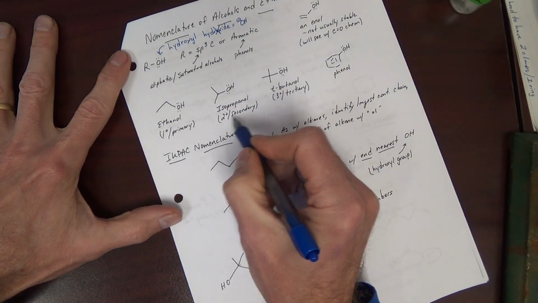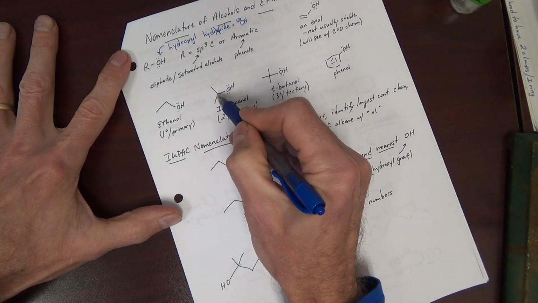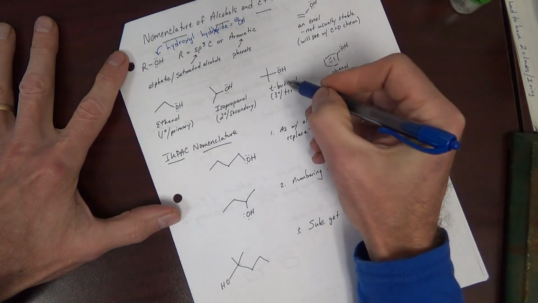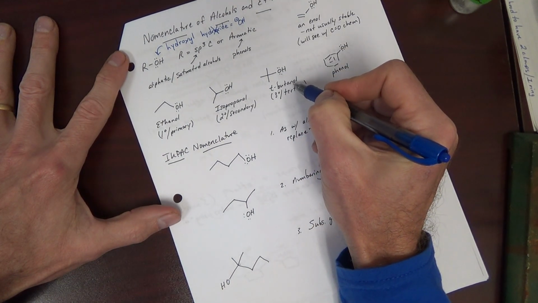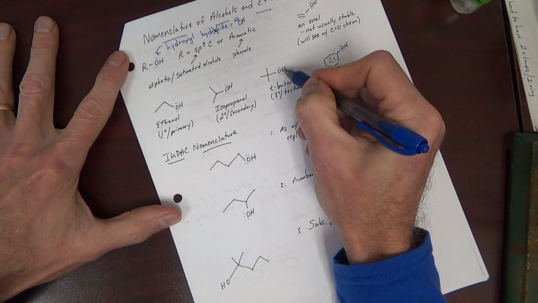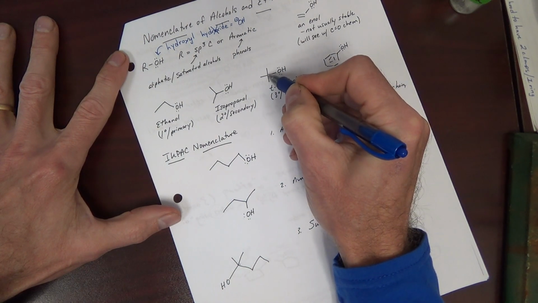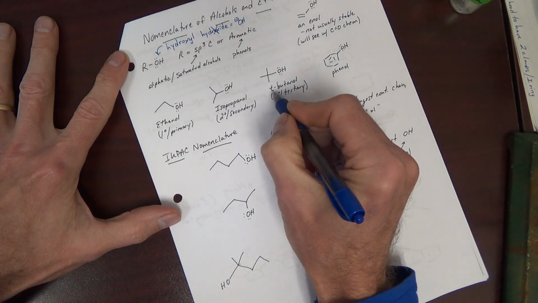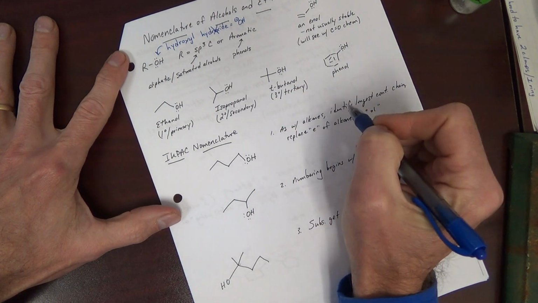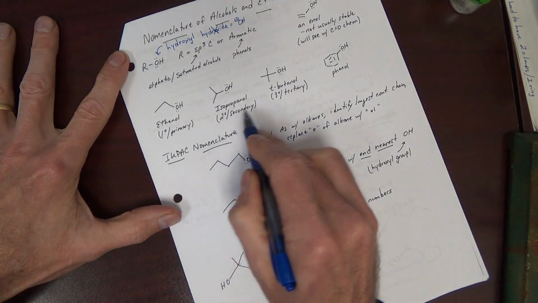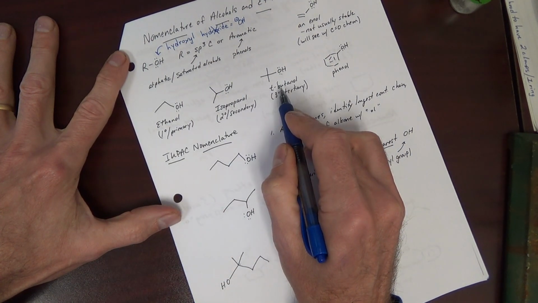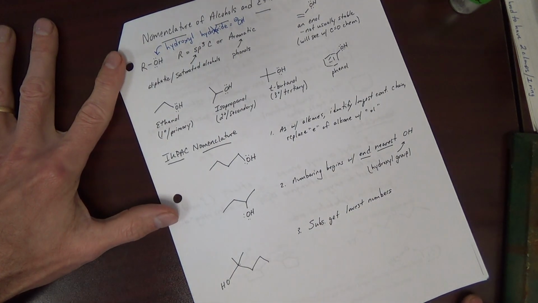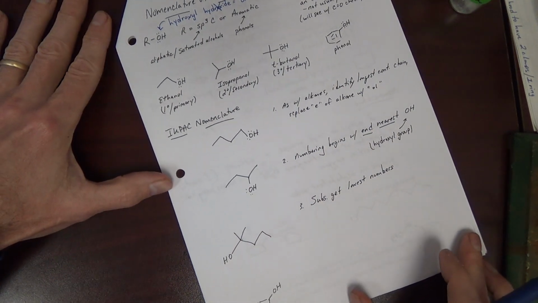Isopropanol here is known as a secondary alcohol because the hydroxyl group is bonded to a secondary carbon. And in tert-butanol, the hydroxyl group is bonded to a tertiary carbon, which is why it's called tert-butanol or tertiary butanol. Okay, so primary, secondary, tertiary terminology is important, and we will classify alcohols that way quite often.